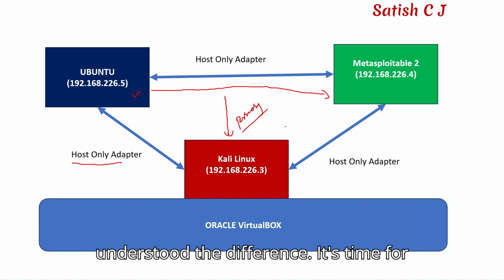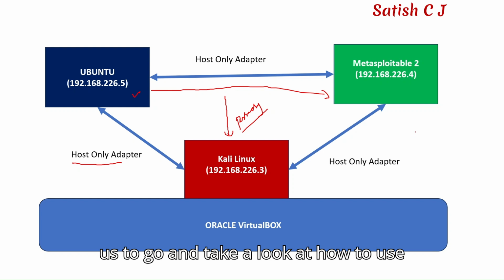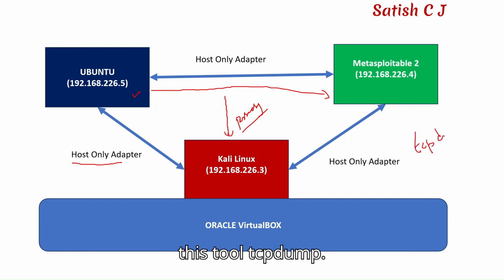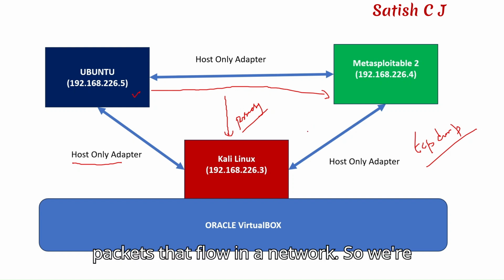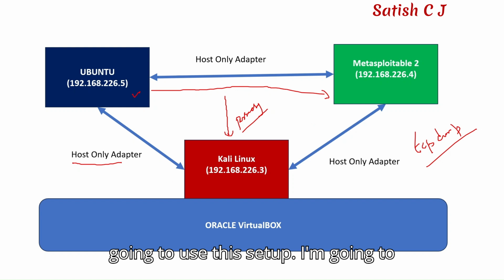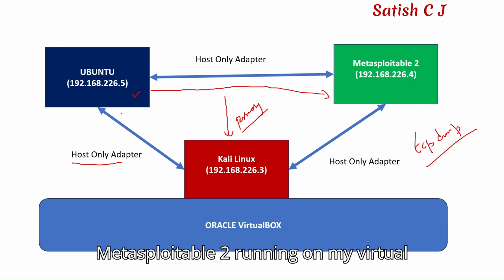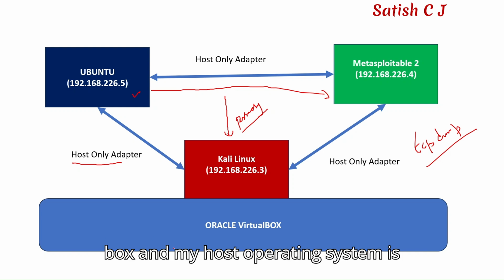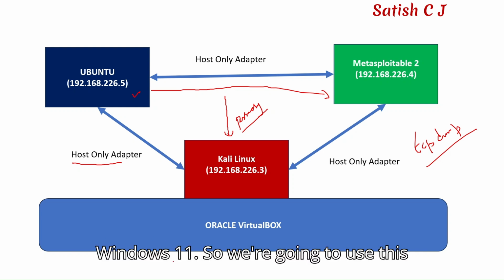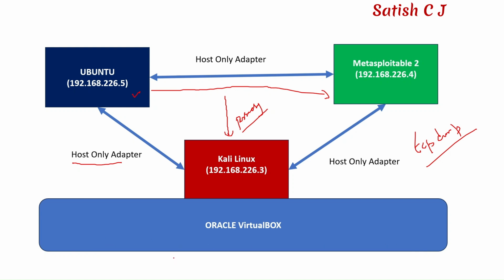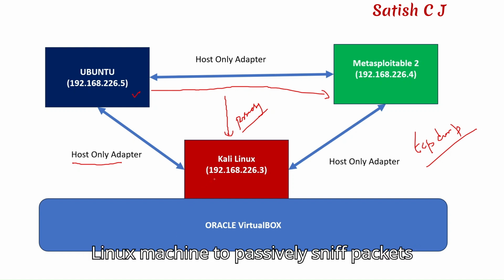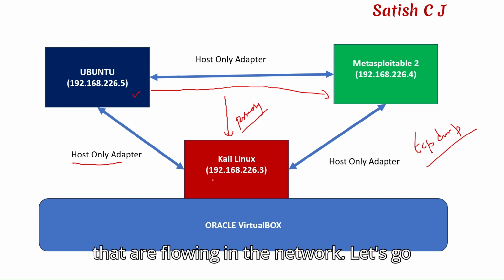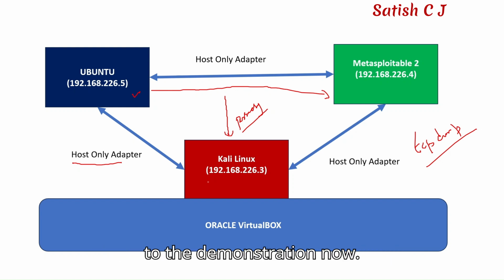Now we have understood the difference. It's time for us to go and take a look at how to use this tool, tcpdump. tcpdump is used for passively sniffing packets that flow in a network. So we're going to use this setup. I'm going to have Kali Linux, Ubuntu, and Metasploitable 2 running on my VirtualBox, and my host operating system is Windows 11. We are going to use the Kali Linux machine to passively sniff packets that are flowing in the network. Let's go to the demonstration now.